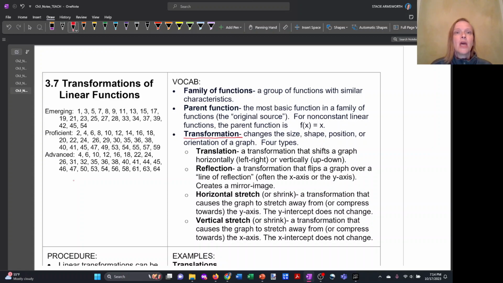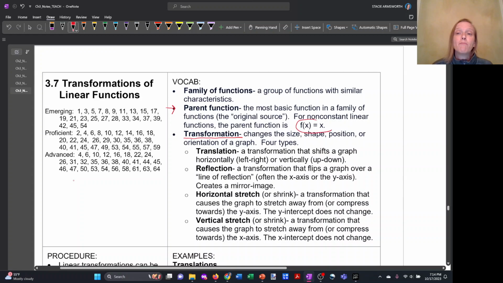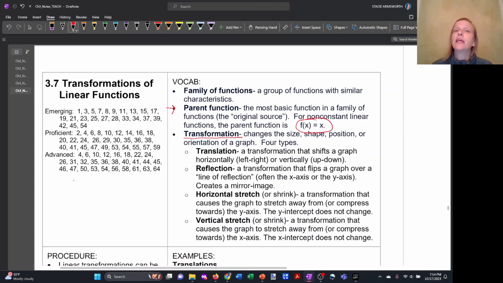It's important to realize that the most basic function is called the parent function. Because we're focusing on linear equations in this section, the parent function is f of x equals x. This is the simplest linear equation that we can come up with for a non-constant linear function. And then a family of functions would be all of those related functions that are based off of the one parent function.